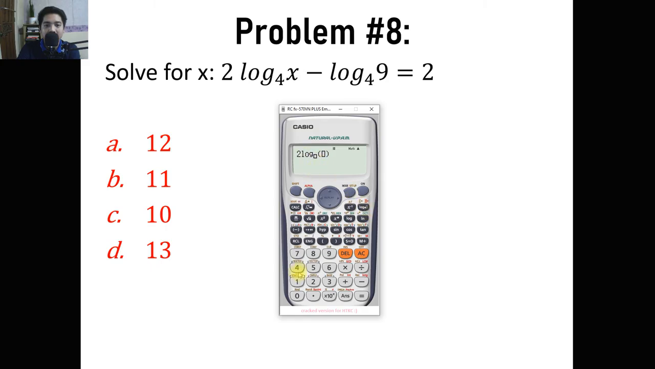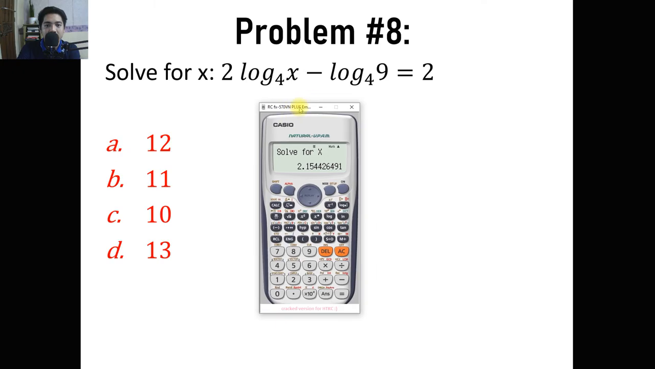So just click that. So we have 4, then input x here, alpha x. Then we have minus log still of 9 with base 4. So this is the 9, base 4. And then equals, alpha calc equals 2. Then shift solve, shift calc. Since we are only finding x, whatever value the calculator solves is the value of x.